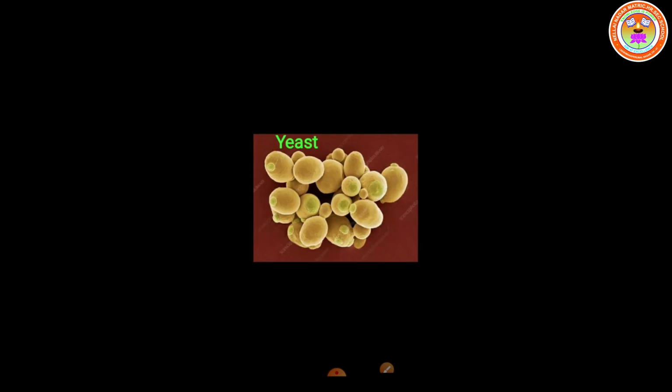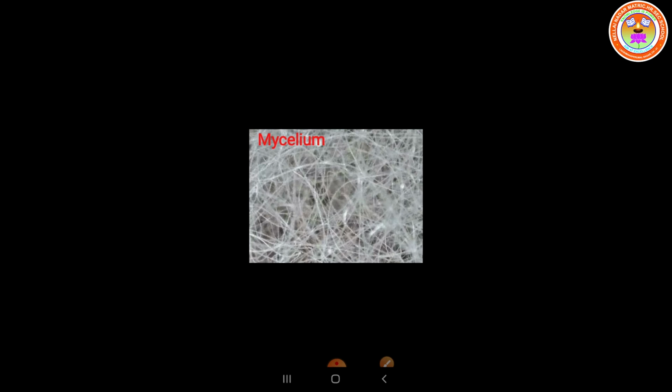Single-cell fungi, example yeast. Yeasts are spherical in shape. The width of the yeast varies from 1 to 5 micron. Flagella are absent in yeast, so yeasts are non-motile. In the case of the multicellular form, the thallus is called mycelium. Clear children? The multicellular form of thallus is called mycelium.